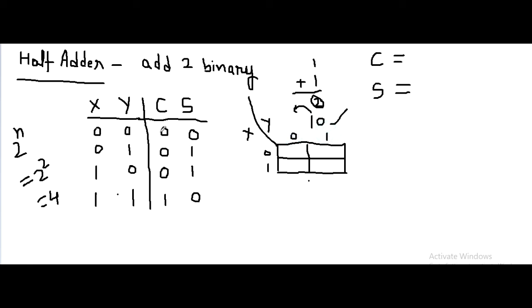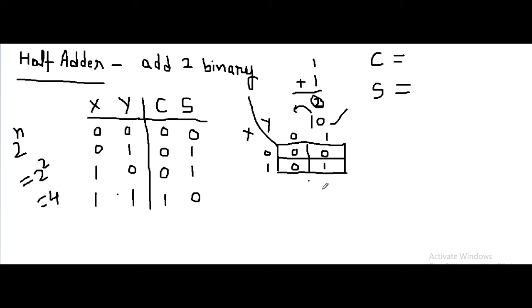For each of these combinations, when x is 0 and y is 0, the C is 0. When x is 0 and y is 1, it will be 0. When x is 1 and y is 0, it will be 0. And when both x is 1 and y is 1, the C is 1. So here we have C as 1.